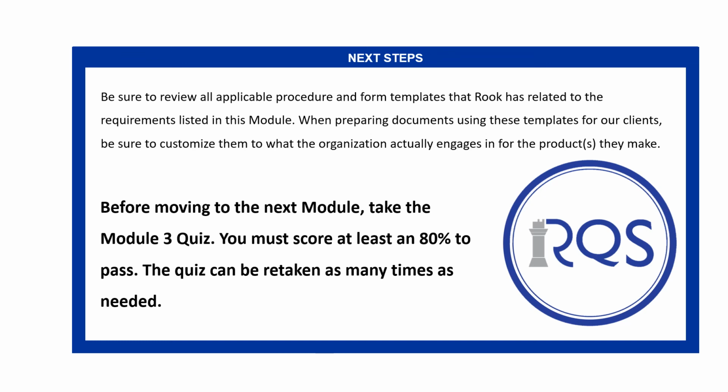And that brings us to the end of Module 3. Be sure to review all applicable form procedures and templates that Brooke has related to the requirements in this module. And when preparing documents using these templates, again, be sure to customize them to what the organization is actually doing. Before moving to the next module, make sure that you take the Module 3 quiz. You will need to score at least an 80% to pass this quiz, and the quiz can be retaken as many times as needed.